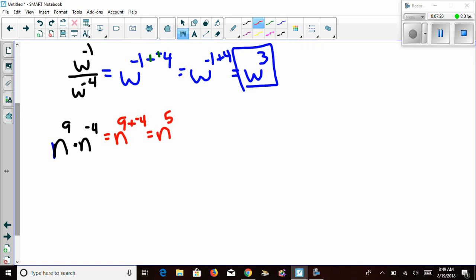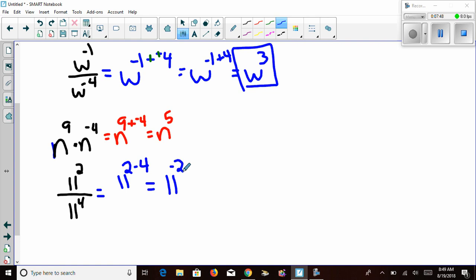And for the last example, 11 squared divided by 11 to the fourth. Since I am dividing, I'm going to subtract my exponents, giving me 11 to the negative 2. Since it's negative, I'm going to take it and flip it over to say 1 over 11 squared.